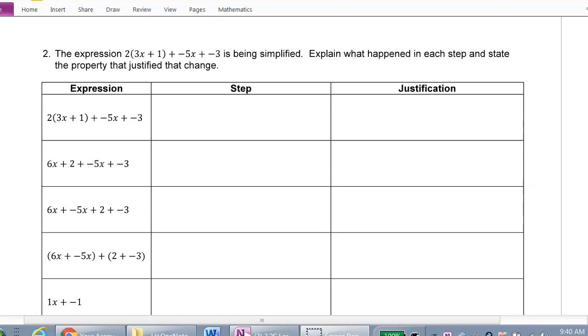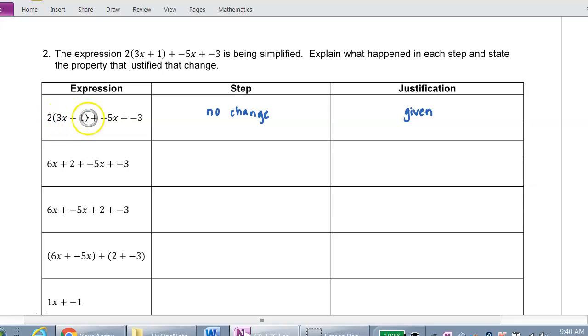So for number two, we have the expression two groups of 3x plus 1 plus negative 5x plus negative 3. And they've copied that into the first row of the table. Remember that there has been no change made yet, and that's because this is the expression that was given to us. So no change, given expression.